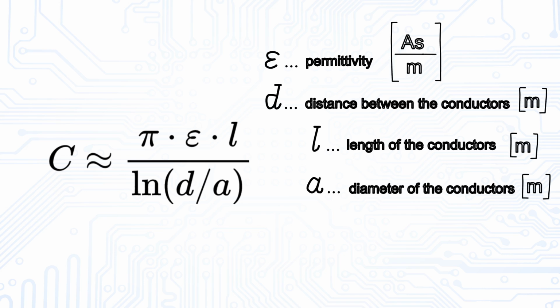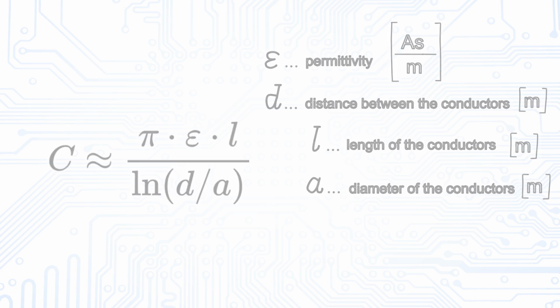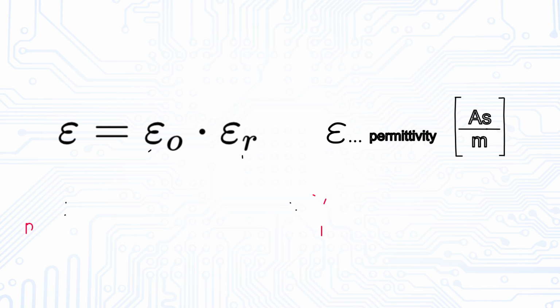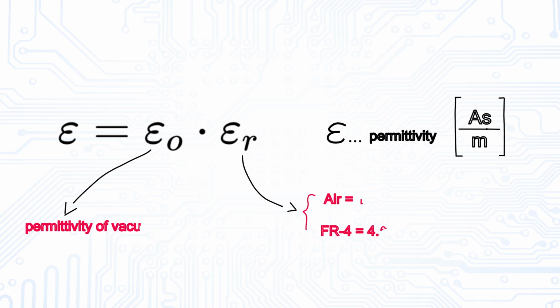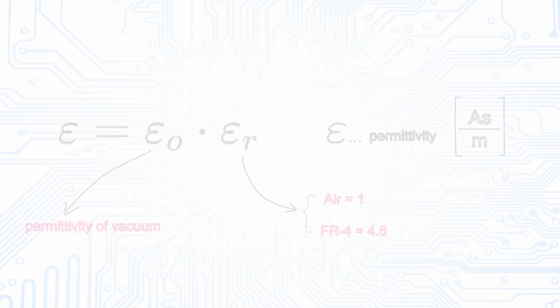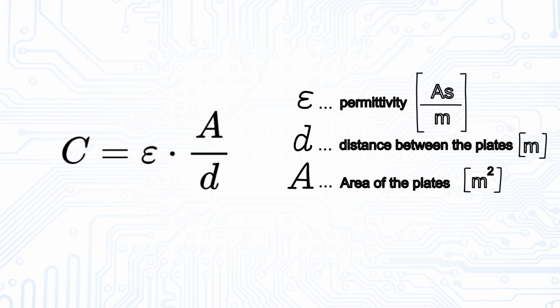The formula incorporates the permittivity of the dielectric material between the conductors. Permittivity, which describes how polarizable the dielectric material is, affects the storage of electric fields. Two materials, air and FR4, are particularly relevant due to their distinct permittivity values, which must be considered in PCB design. If we want to determine the capacitance of two PCB traces running on top of each other, we can use the formula of a simple plate capacitor as shown.